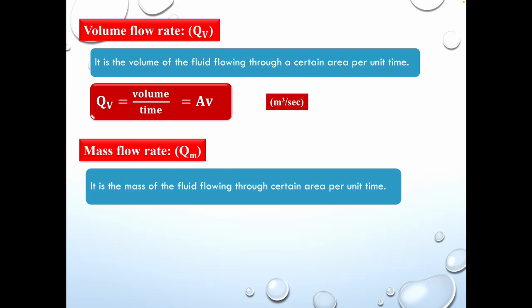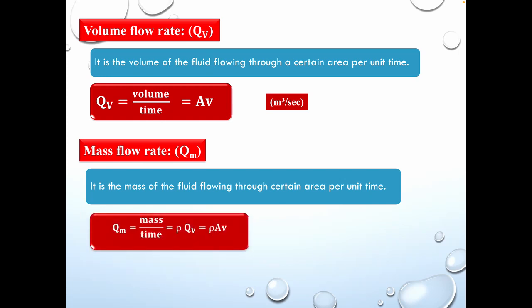Next one, mass flow rate, QM. It is the mass of the fluid flowing through a certain area per unit time. QM equals mass over time, or equals rho, density, multiplied by QV, or density multiplied by AV. The measuring unit of QM is kilogram per second.